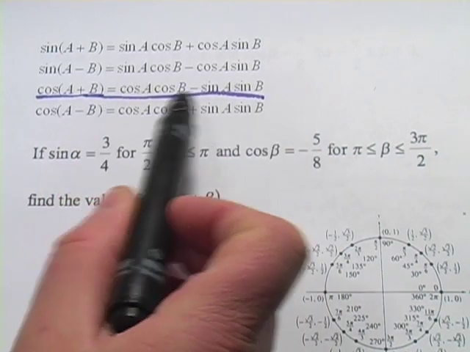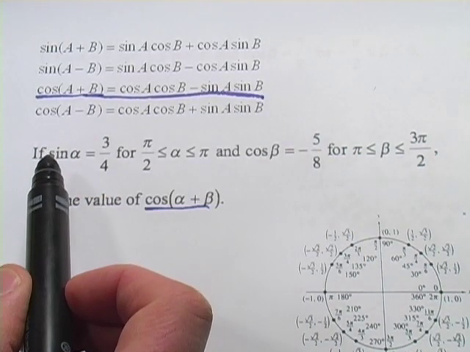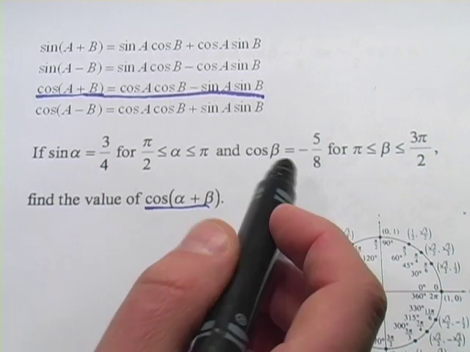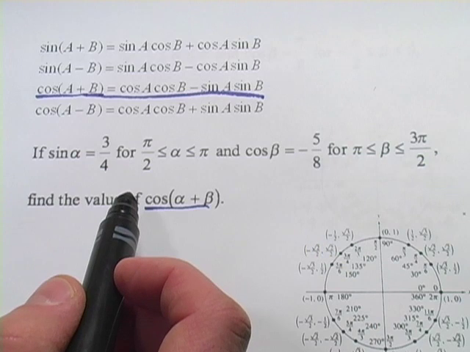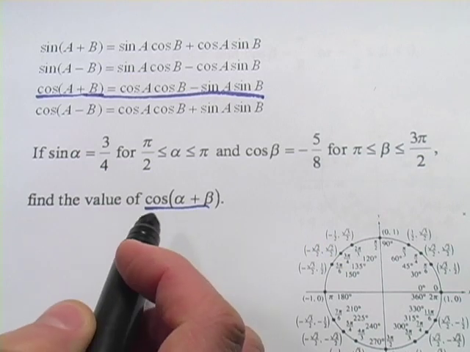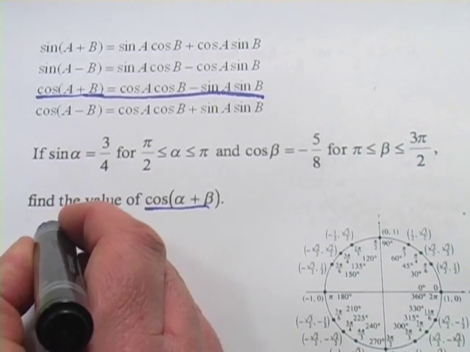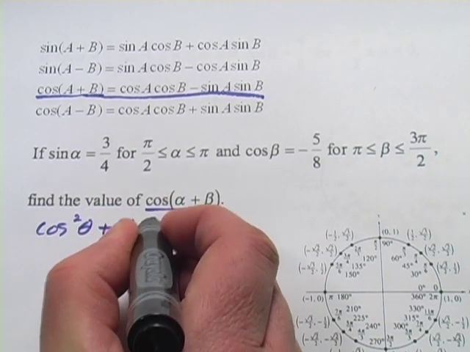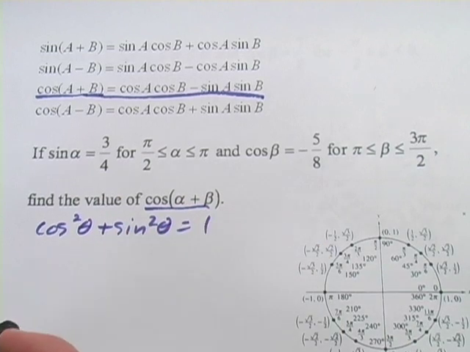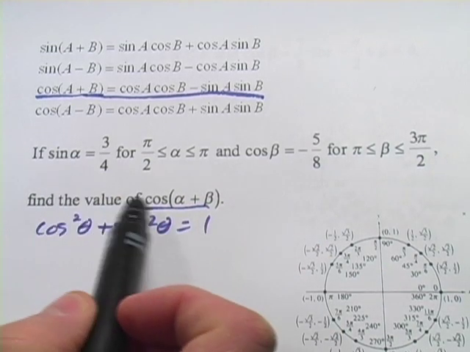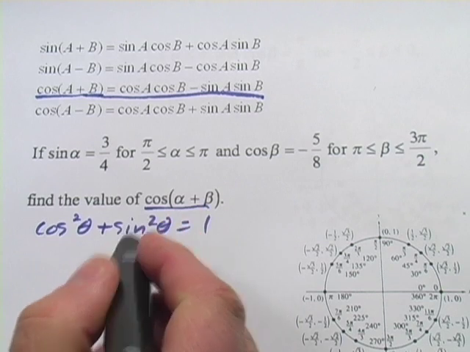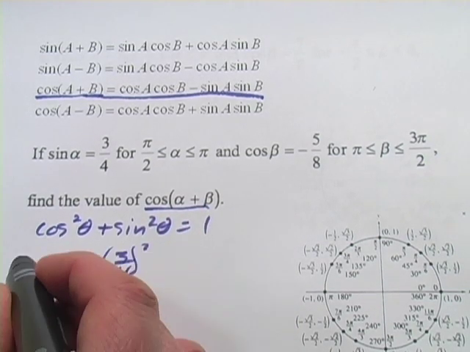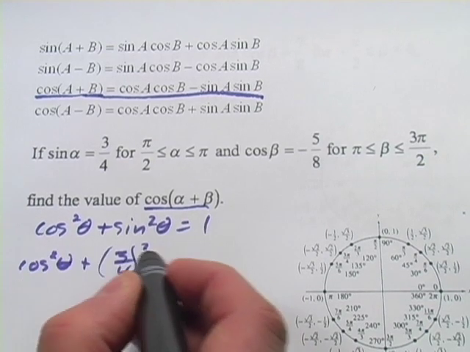We're going to need both the cosine and the sine of a and b to fill out this formula. What we have is the sine of a and the cosine of b. So we've got to find some missing values. The way we do that is really simple enough. We're going to use our basic trig identity that the cosine squared of theta plus the sine squared of theta equals 1. And we're going to plug our value in here. So in this one we have 3/4. So 3/4 squared plus the cosine squared equals 1.